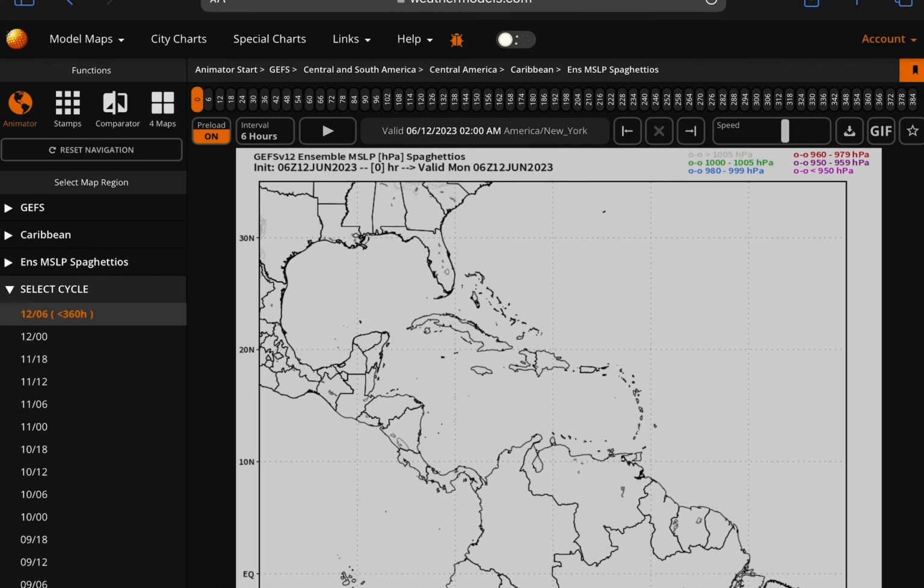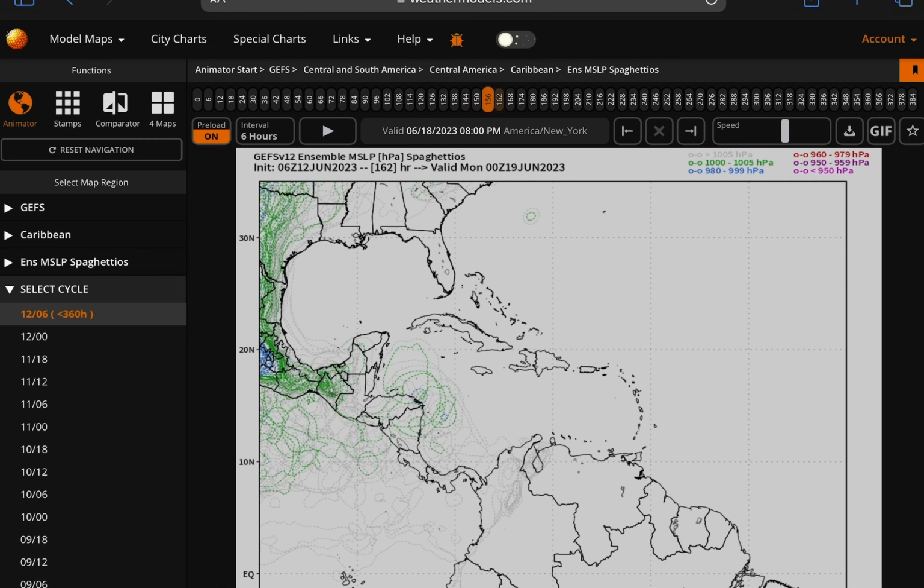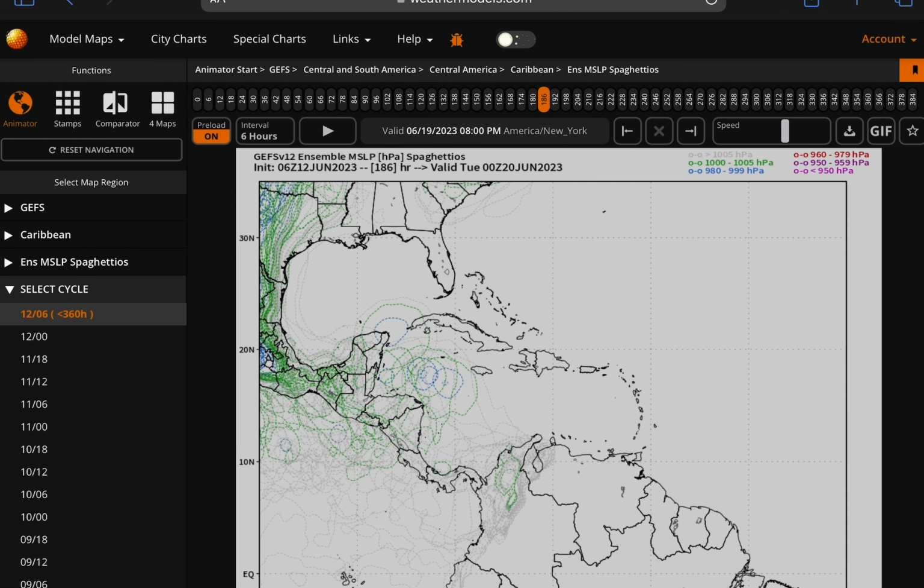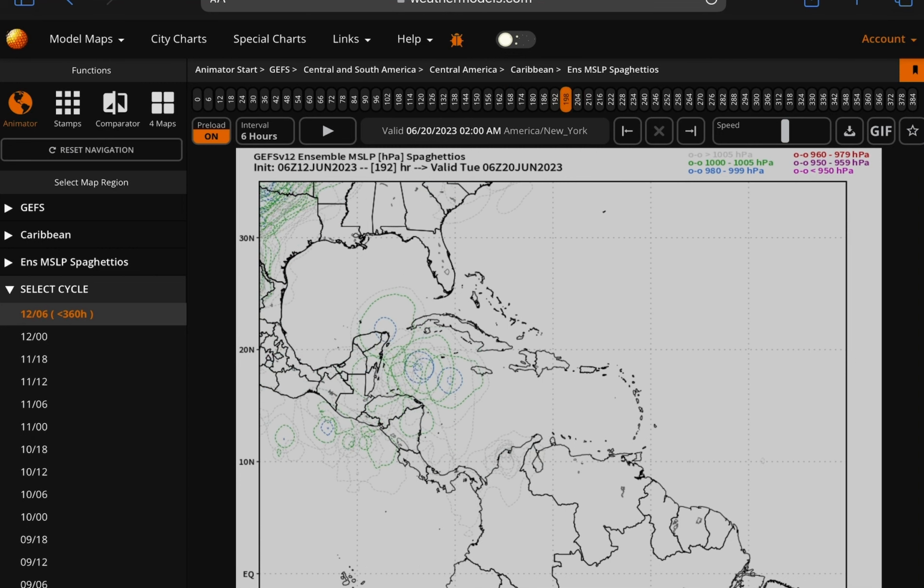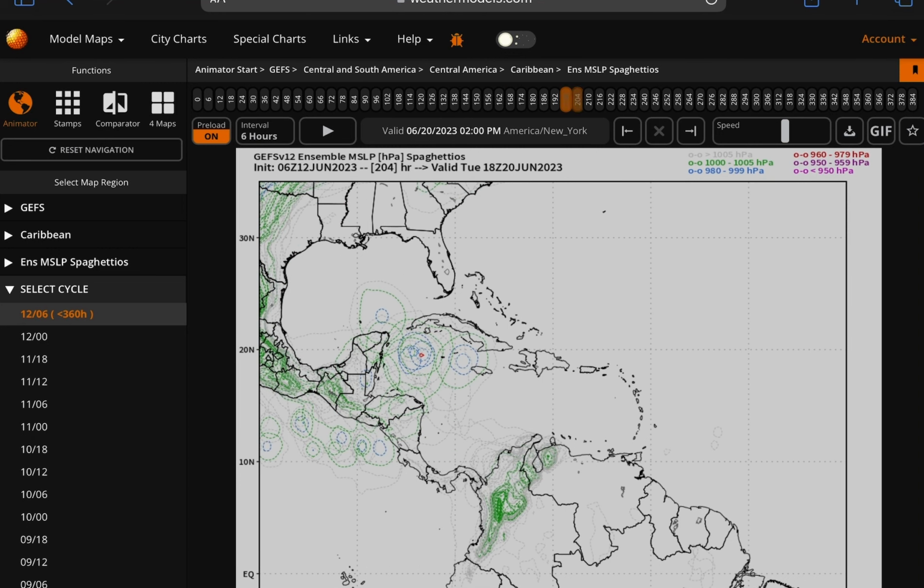So if we go in, we do see that around the time the system is supposed to form, we see tons of ensembles showing this system forming, and you see a lot of those blue circles. That's 980 to 999 hPa. Those are tropical storms to even Category 1 hurricanes. That's usually what the pressure is.